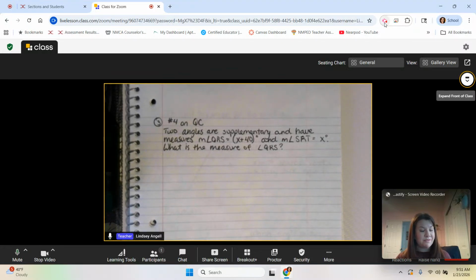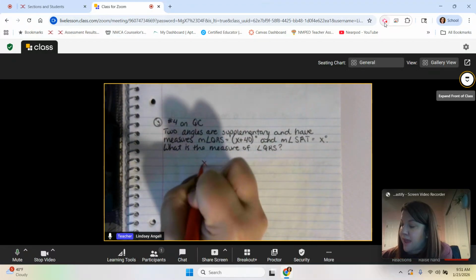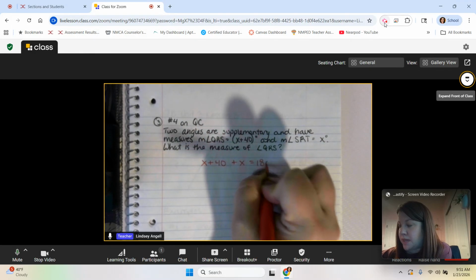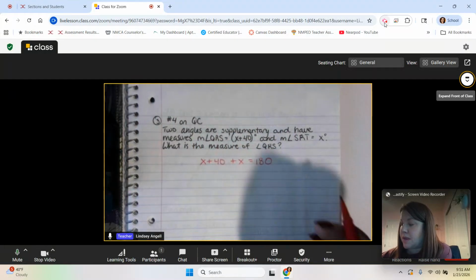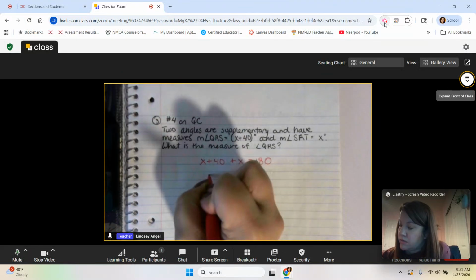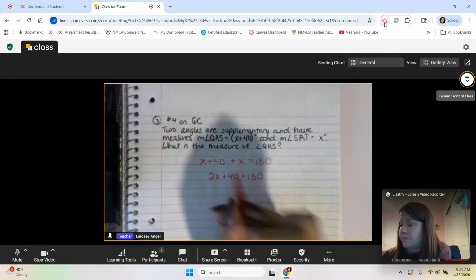Okay, number 3, last one for today, and it's also number 4 on your quick check. Two angles are supplementary and have measures. The measurement of angle QRS is x plus 40. SRT is x. What is the measure of QRS? So, same concept that we just practiced. We can add them together. So we have x plus 40 plus another x equals 180. Okay, so it tells us they're supplementary. Well, I can combine my like terms. I have two x's. So 2x plus 40 equals 180.